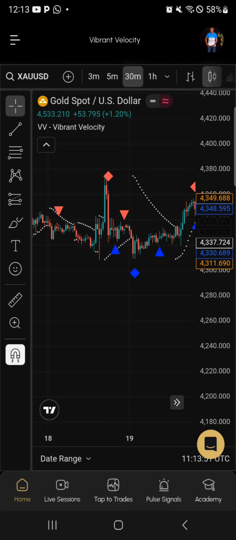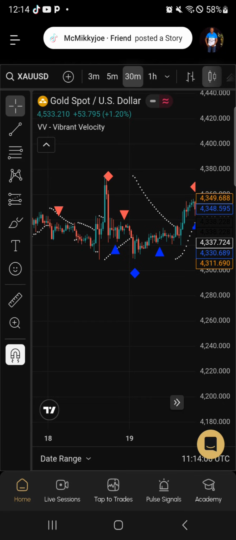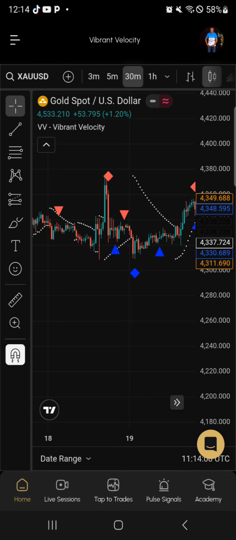Because I want this video to be more detailed, that's why I'm taking my time to do this recording again, and I want it to be precise. So as the blue diamond stands for support, the red diamond stands for resistance. As the blue triangle stands for buy signal and the white dot below the candle stands for buy signal, the same way the red triangle and the white dot on top stand for sell signal.